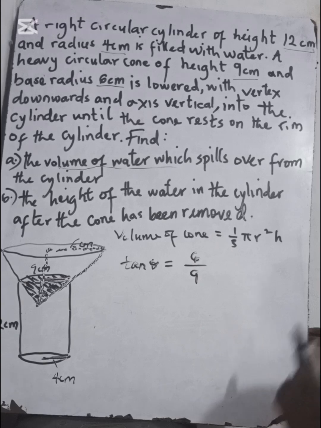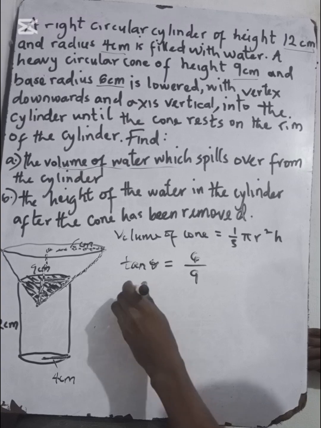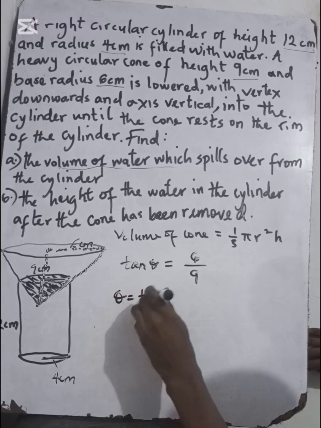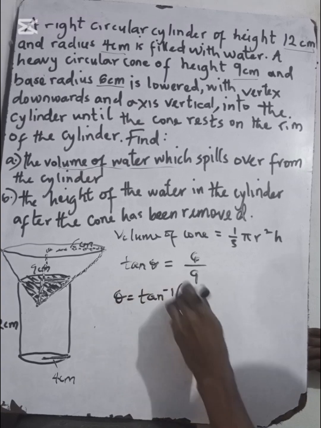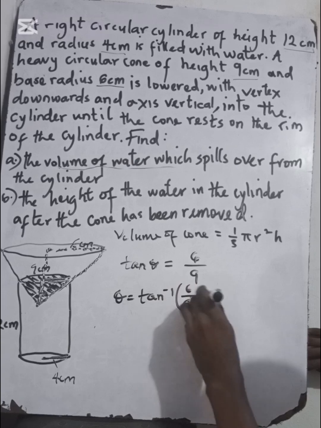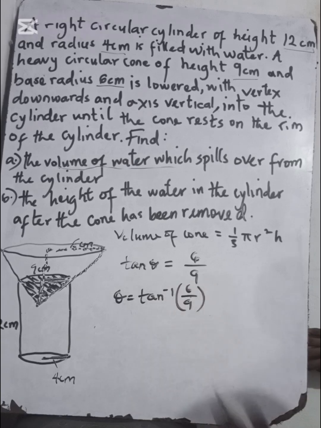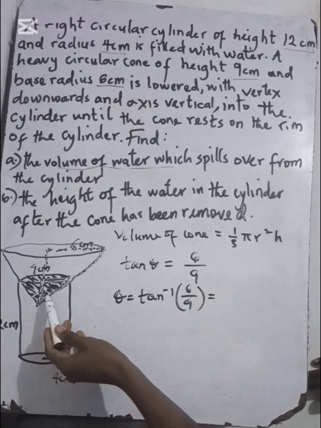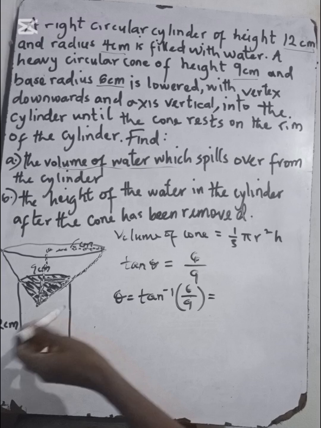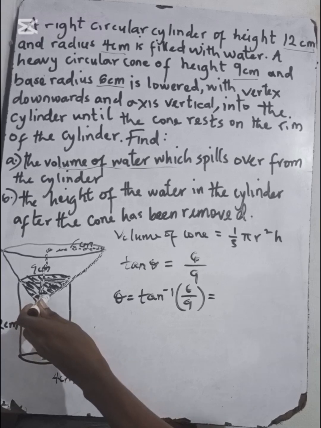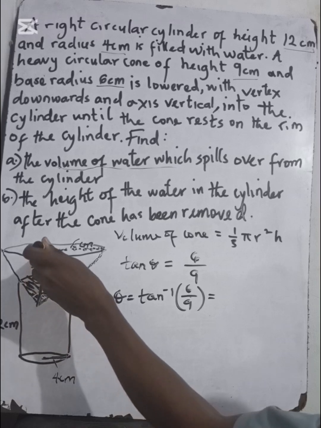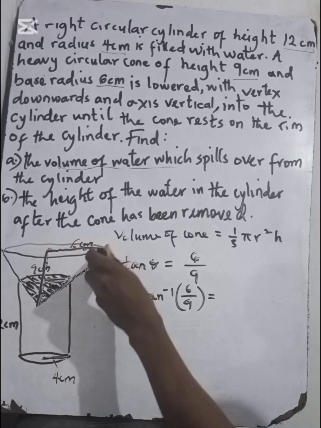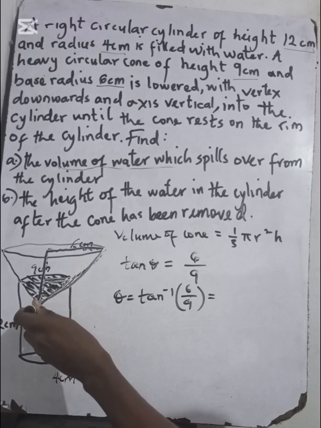So tan theta is equal to opposite over adjacent. So then we can have it that theta is equal to the arctan of 6 over 9. This expression will give us the angle at this particular point, which is, of course, the angle of this right-angled triangle that we just have here.